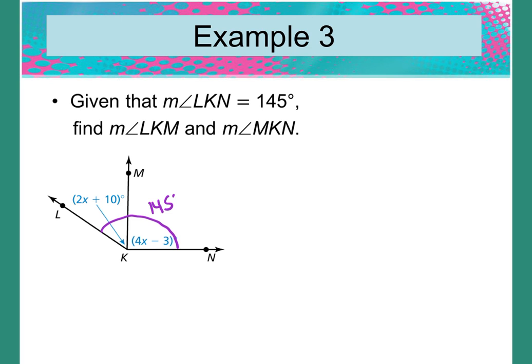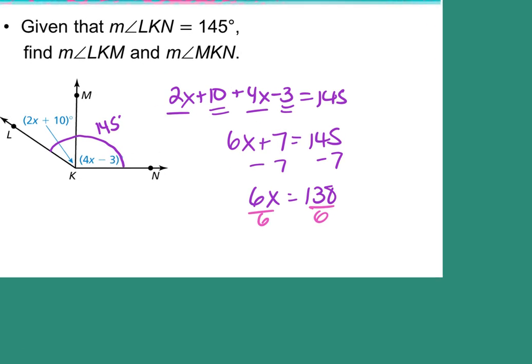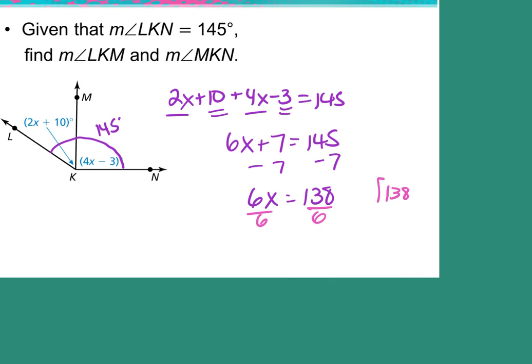So that's the angle addition postulate. If I know the big one, then I can take the sum of the two smaller ones, so 2x plus 10 plus 4x minus 3, and set it equal to 145. Then I combine like terms and get 6x plus 7 equals 145. Subtract the 7. 6x equals 138. Divide both sides by 6. 138 divided by 6: 6 goes twice, and 3 times.